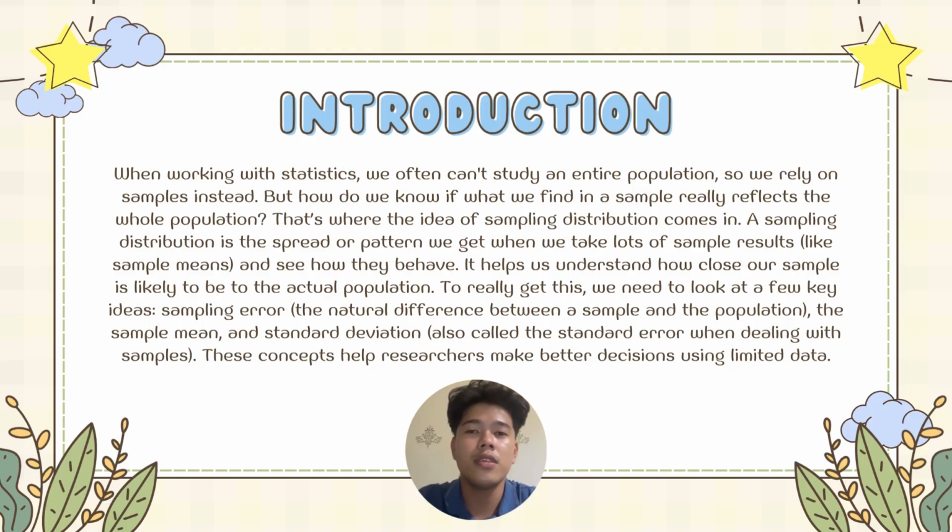Our topic for today is sampling distribution. For introduction, when working with statistics, we often cannot study an entire population, so we rely on a sample instead. But how do we know if what we see in a sample really reflects the whole population? That's where the idea of sampling distribution comes in. A sampling distribution is the spread or pattern we get when we take lots of sample results, like sample means, and see how they behave. It helps us see how close our samples are likely to be to the actual population.